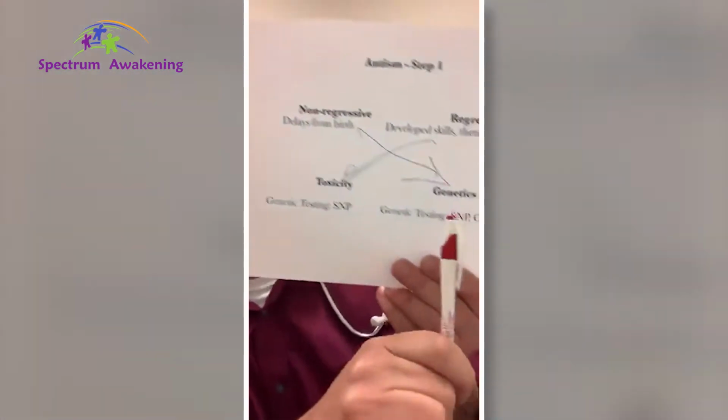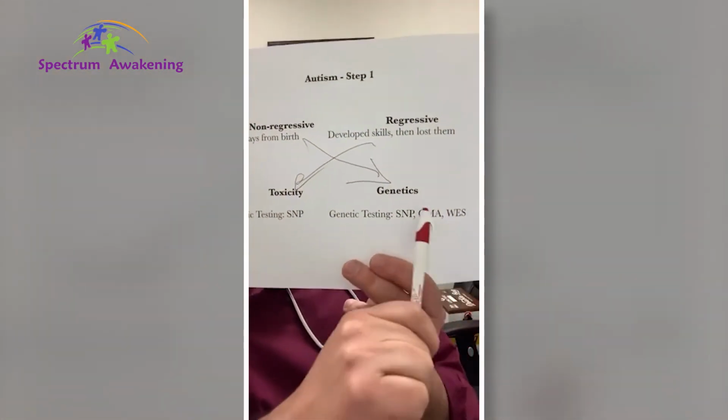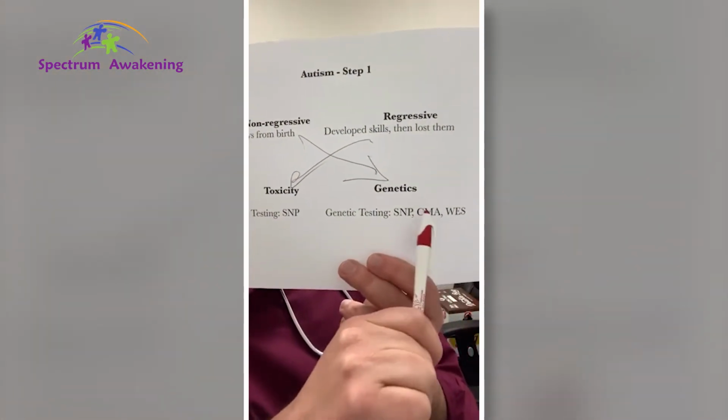Now, Amanda just asked, and I'm going to grab this question, what about rare genetic conditions? Rare genetic conditions are going to be discovered in the CMA and/or the WES.